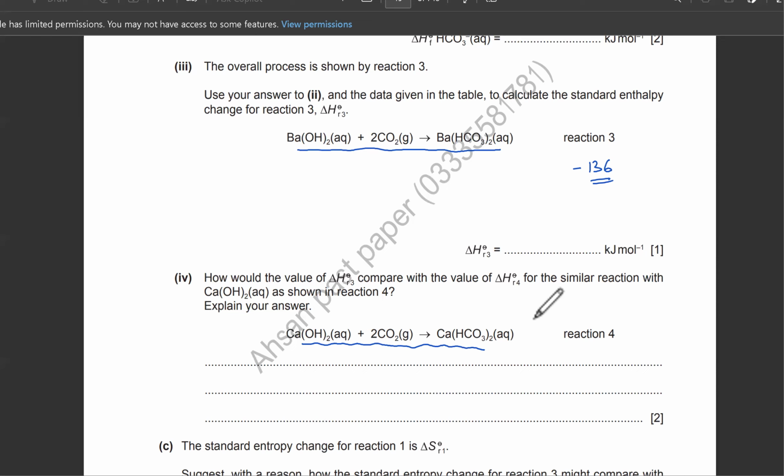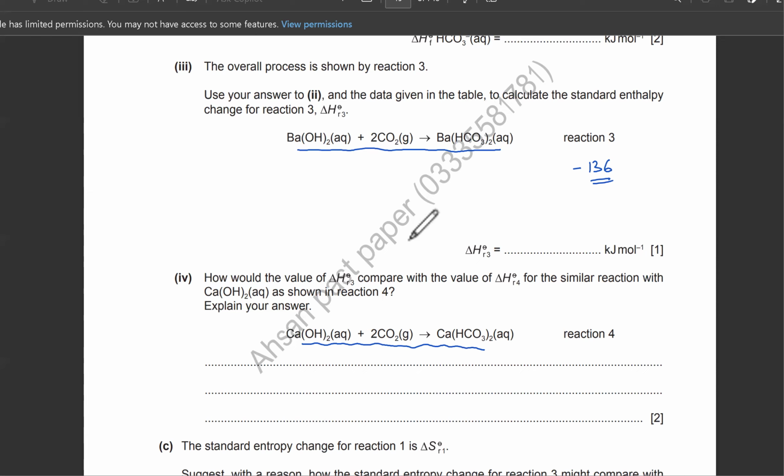Anyone, any idea? How would the enthalpy change? Minahil, Lanam, any idea? Sir, would it increase? I said it's just a trick question. Basically, it's going to remain exactly the same.